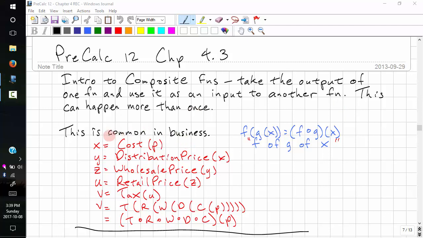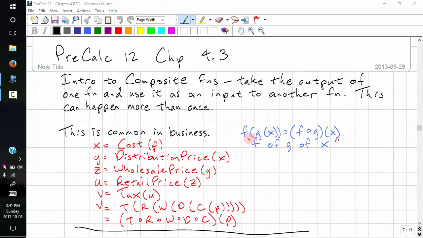This composition is frequently used in business. So let's say there's a company, they make a product, the product is P, we plug it into our cost function, we get X. And then there might be a distributor, and they'll distribute the value X, and that price will be Y. Then we take the Y, the wholesaler will mark up their price to get Z. And the retailer will mark up price Z to be U. And then you'll have to pay taxes on your U, and you'll get V.